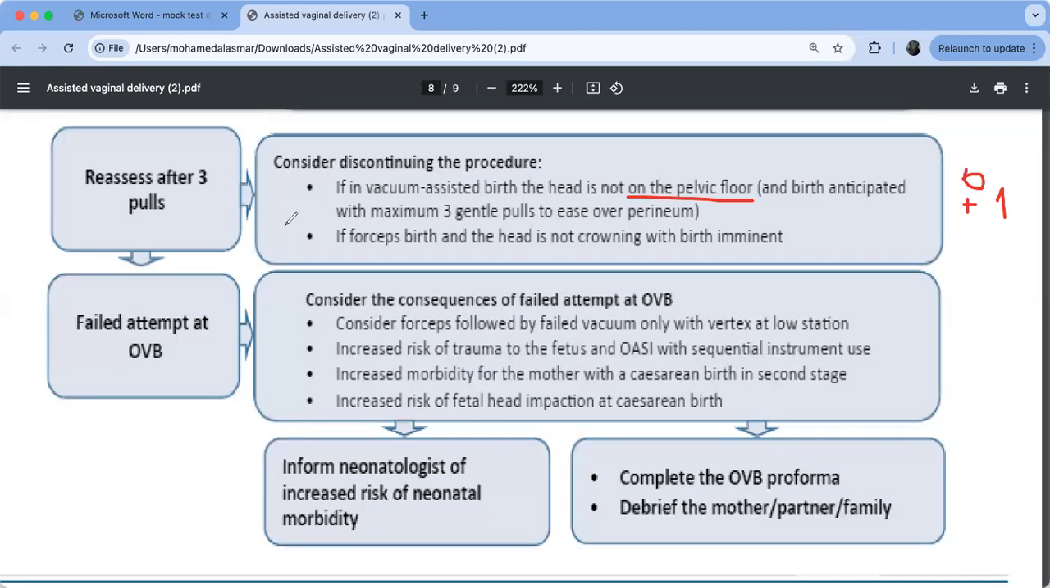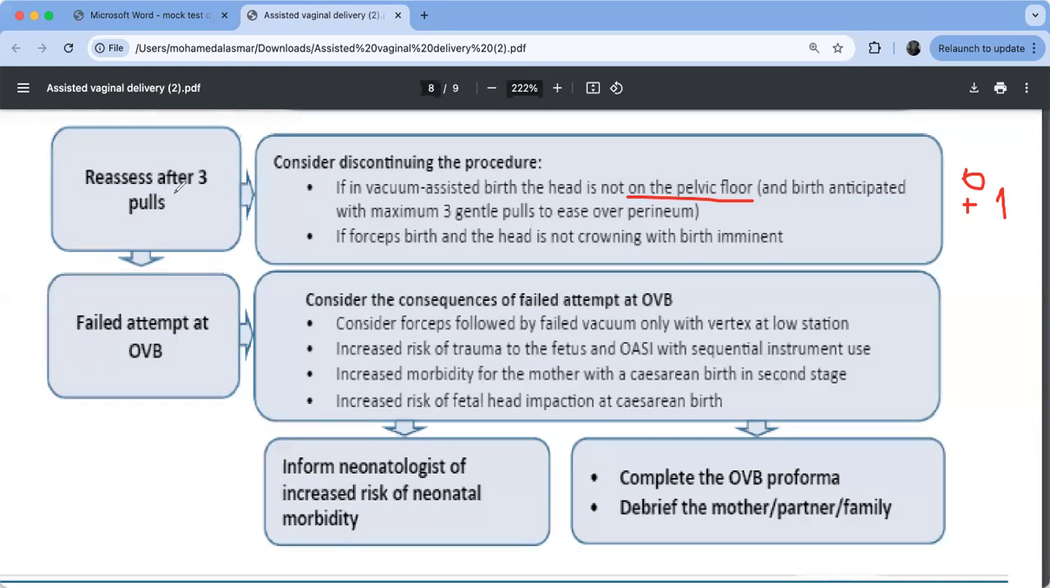Okay? So he's playing this with you in the exam, my friends. He's asking you, in vacuum assisted birth, the head is not on the pelvic floor, and birth is anticipated. When it has only reached the pelvic floor, I can pull more, but not before the pelvic floor, nothing can be done. Okay?